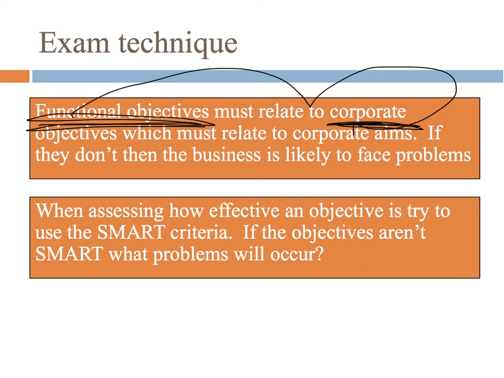They must be related. So go through the case study, see if you can point out that they are related and how, and what impact that would have. But just as importantly, how can you prove that they're not related to one another, and what impact could that have and how? And then just a reminder, when assessing how effective an objective is, try to use SMART. So remember, specific, measurable, agreed, realistic and time-bound. If the objectives aren't SMART, why aren't they SMART? What problems will occur and what impact will there be because of these problems?